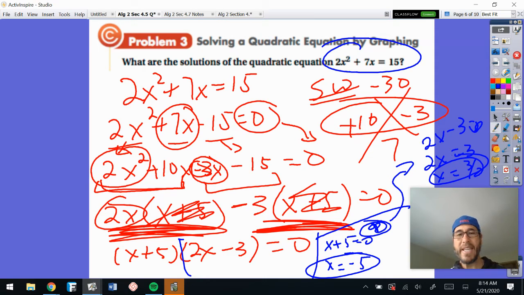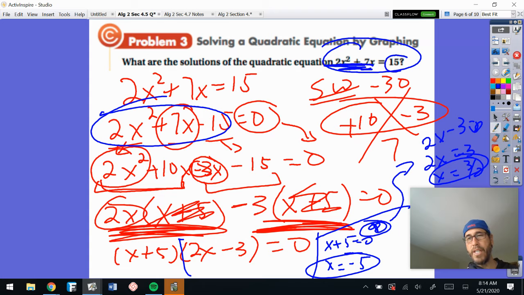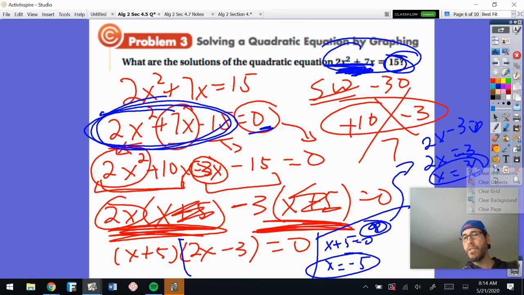So it's a fraction. No biggie. But if I plug a -5 in there, I get a 0 as an answer. If I plug a 3/2 in here, I get 0 as an answer. Well, Mr. T, that was a lot of work.